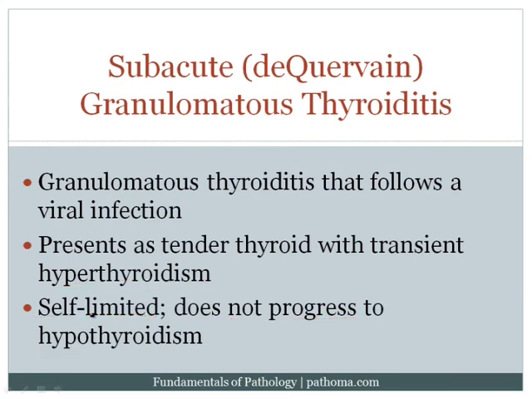Perhaps the most high yield point on this slide is that they have a tender thyroid. If a young woman comes in and has a tender thyroid, this would be one of the key things on your differential. And so this is particularly unique. We haven't really covered anything where we had a tender thyroid. And so again, tender thyroid, think about subacute De Quervain's granulomatous thyroiditis.